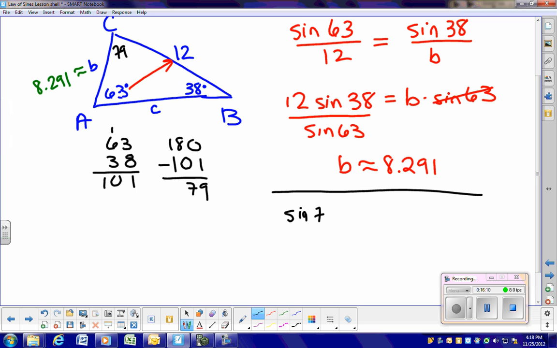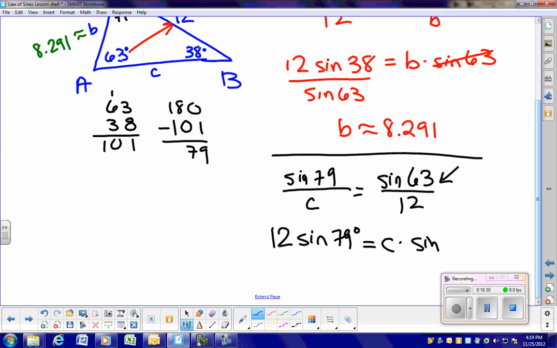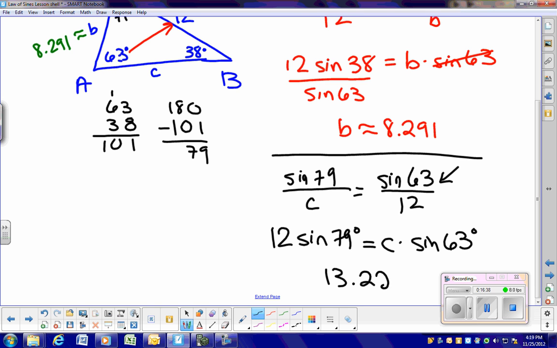Okay, so we'll say sine of 79 over side C equals sine of 63 over 12. Again, notice I'm using the given here, not the thing that had the 8.291 blah blah, in case it's wrong. Okay, don't spread the poison. So 12 sine of 79 equals C times sine of 63. This is what I got for C. Okay, so that's example 2. I hope it's making sense.